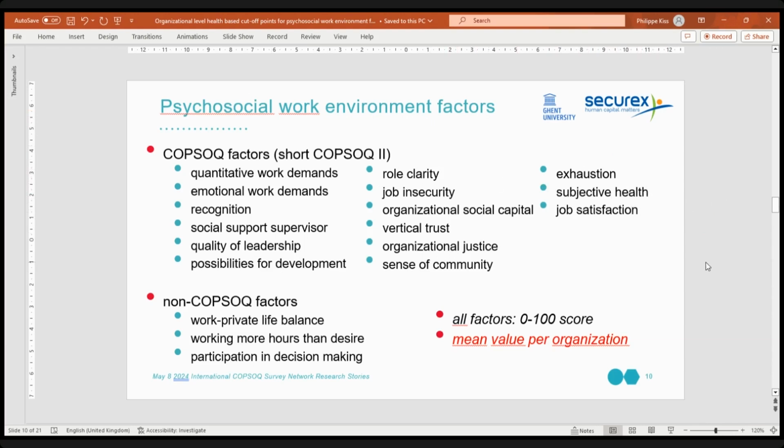All 18 factors were transformed to a score from 0 to 100. That is more a practical issue; it's easier to talk about a score from 0 to 100 to the employers. And we used the mean value per organization. So we have 191 points for each dimension. So we are not talking about 26,000 employees. We're talking about 191 organizations.